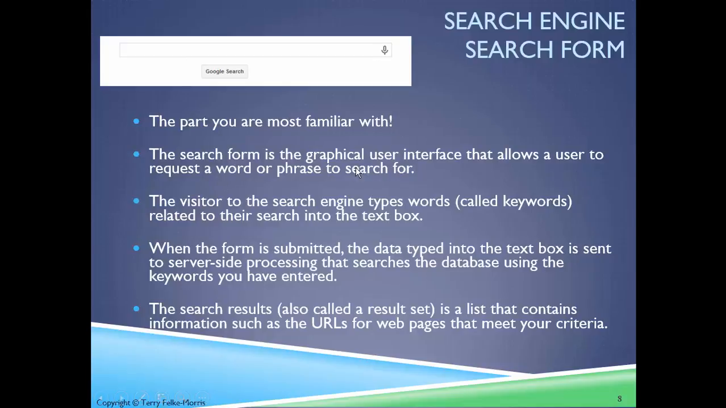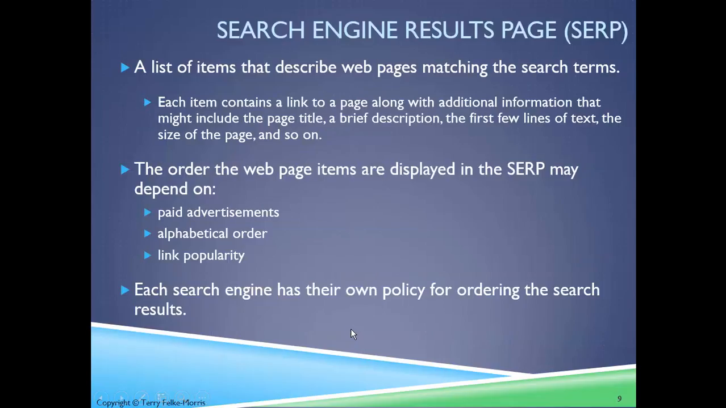As it says, the search form is the graphical user interface that allows the user to request a word or phrase to search for. The visitor to the search engine types words, also known as keywords, related to their search into the text box. When you click the button, that submits the form and the data typed in is sent to the server that searches the database looking for what you've just put in. The results of that search are also known as a result set, and they're a list that contains the information of the stuff that you're looking for. And that's what you get, the search engine result page.